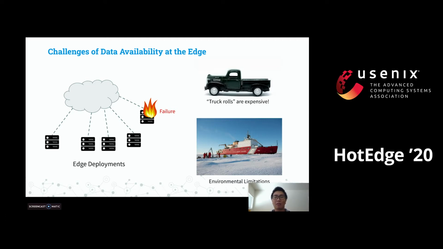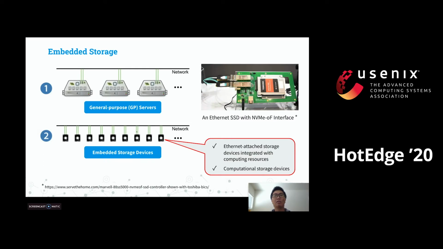Moreover, edge data centers usually suffer from various environmental limitations, including the stability of power, the available space, and the accessibility problems. All of these factors affect the cost of providing high data availability at the edge. In this talk, I'm going to show the benefit of embedded storage for the case of edge.